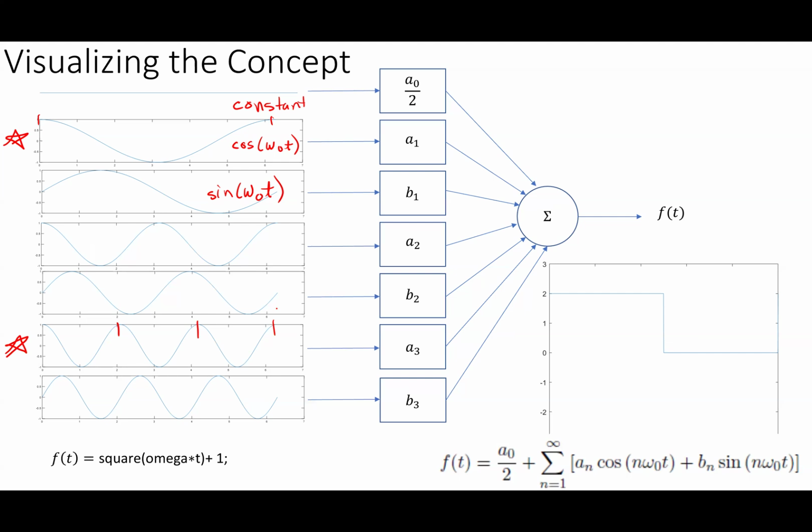So on the basis of what I just did there, this guy needed to be 0. This guy needed to be 4 over pi. This guy needed to be 0. That guy needed to be 0. This guy needed to be 0. And this needed to be 4 over 3 pi.